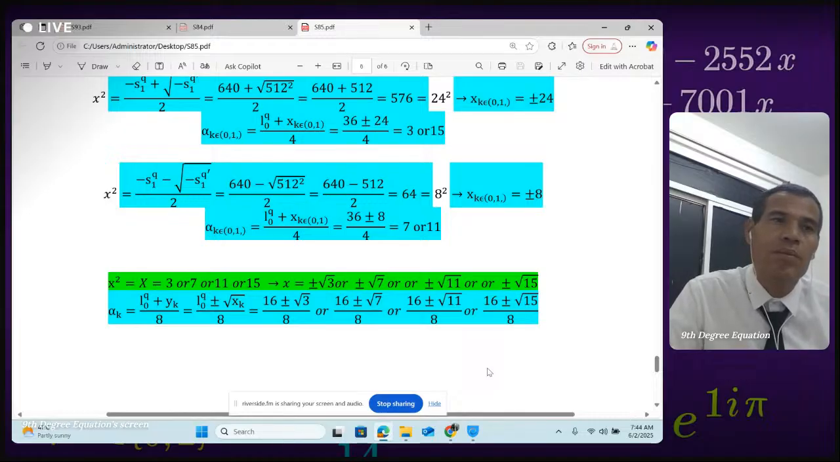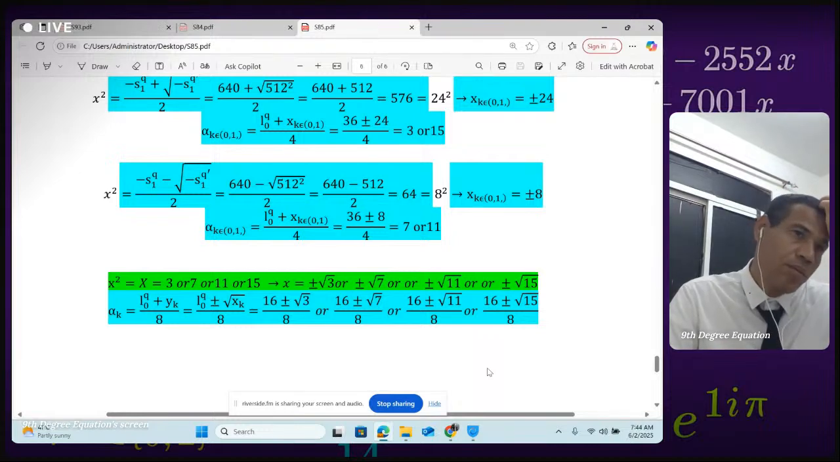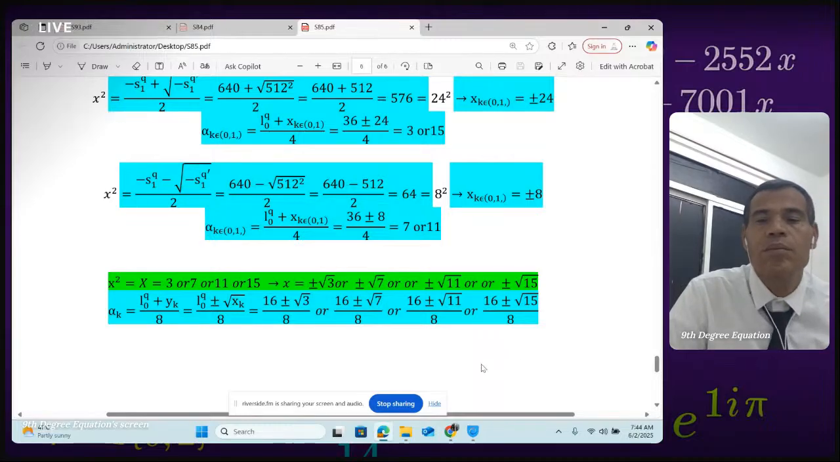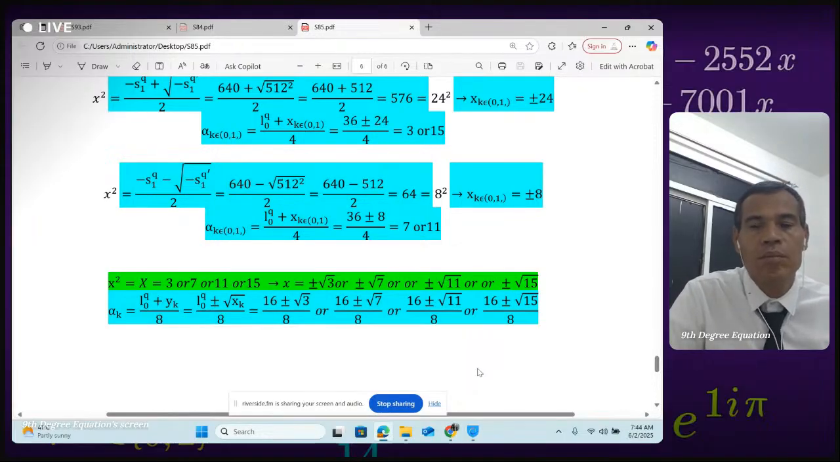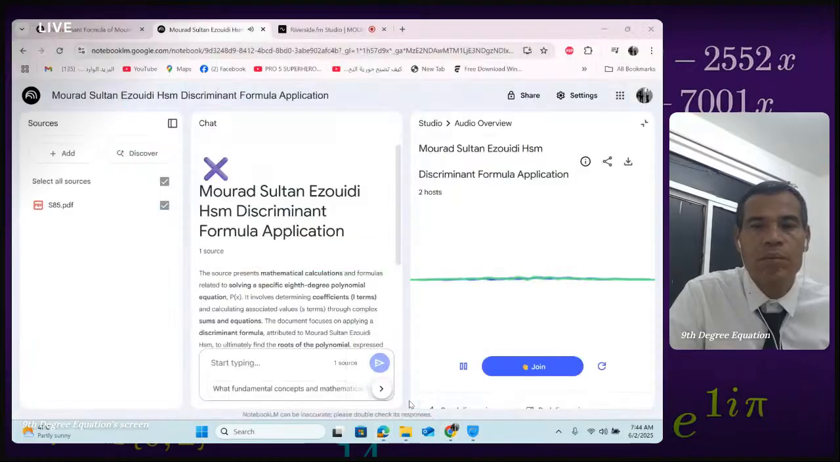It details some necessary intermediate calculations. It mentions terms like S1QM shows results like 512 squared. These seem to be steps required by the specific root finding method the source is using for this quartic equation. Okay, so following those steps, what roots does the document find for x? It clearly states them. The roots for the polynomial in x are x equals 3 or 7 or 11 or 15, just as you found. Just those 4 values. Just those 4.